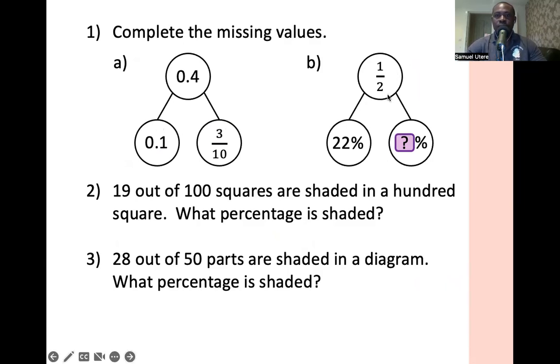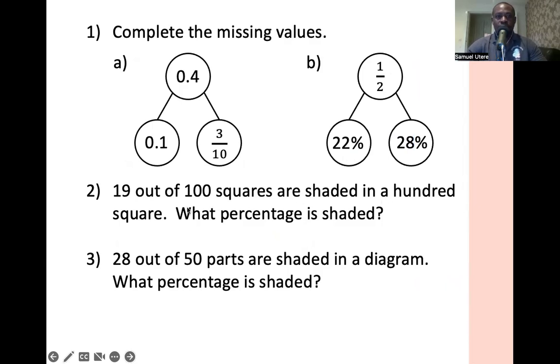Here we can see that this is a half, 1/2. Now a half is 50%. So you can see others are in the percentage form. So we need to think about this as a percentage. So half is 50%. So 50% minus 22% will give us 28%.